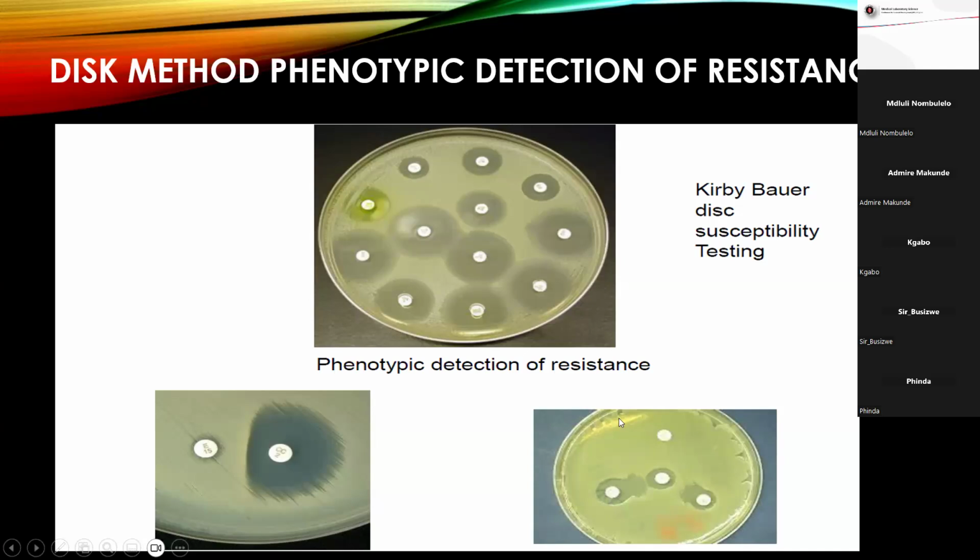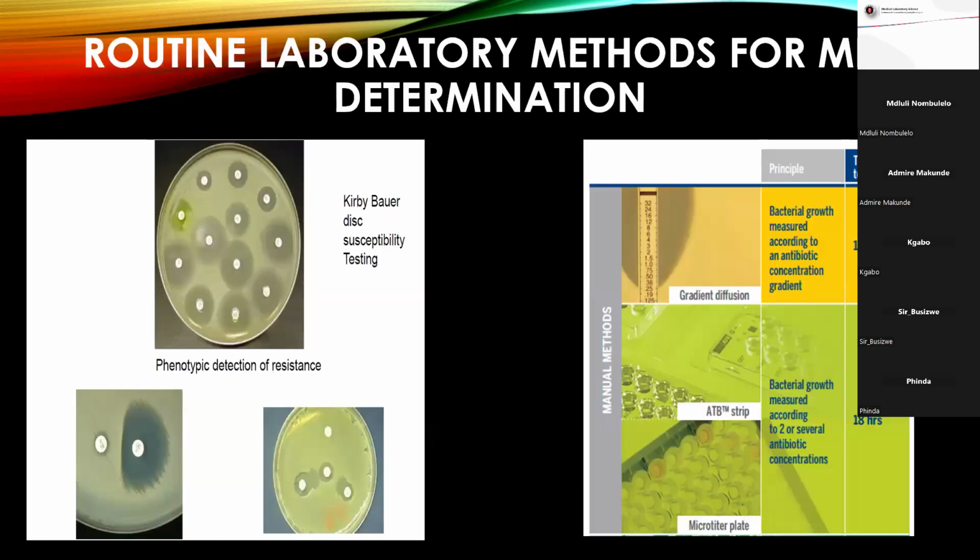If you check the picture, the plate which has got those 4 discs, you can see some areas, like the one in the middle, where there's that resistance. You notice it's not a uniform inhibition zone. It's a mechanism of resistance which can be demonstrated using the disc method.